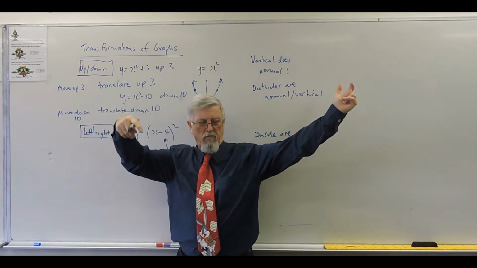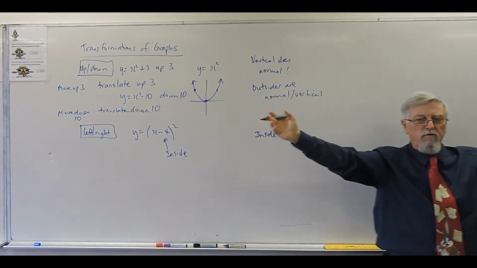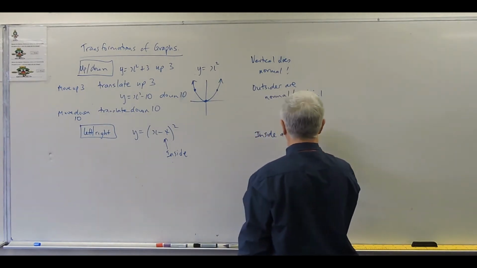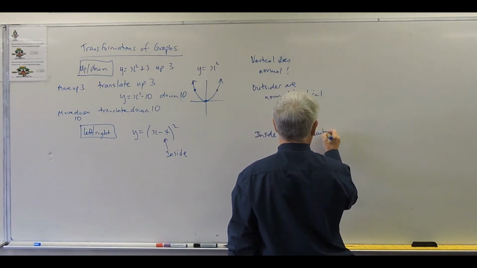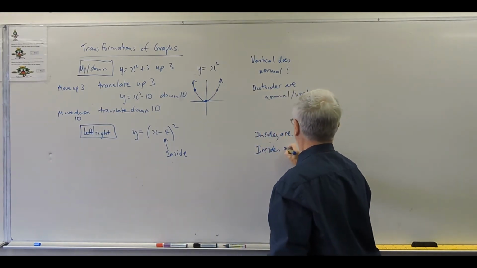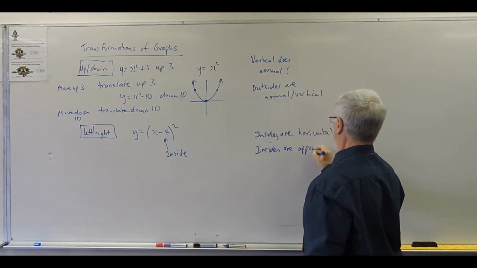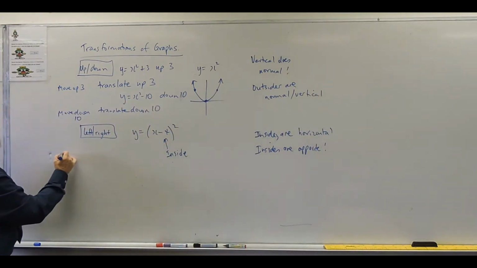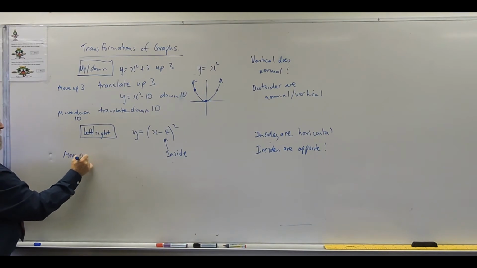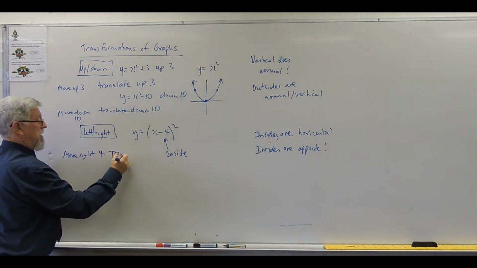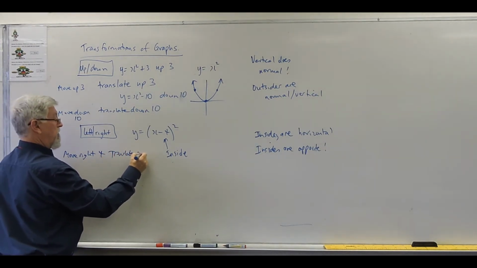From your point of view, I'm moving that way. Good. So insides are horizontal. Insides are opposite. So that'll be move right. So we could say move right 4. What we say properly: translate right 4.